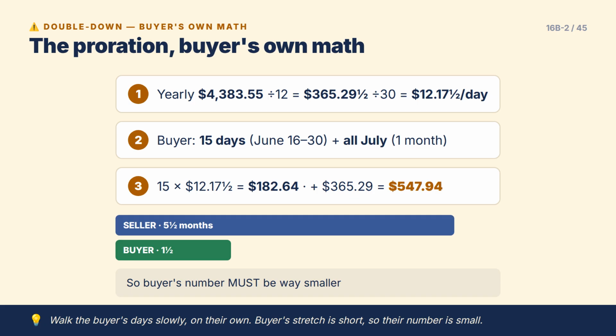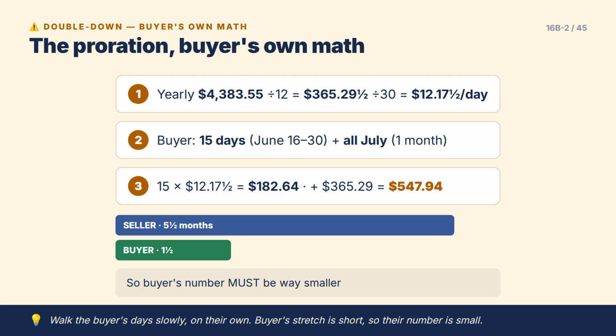Now walk the buyer's side slowly. Yearly taxes, $4,383.55. Divide by 12, $365.29 a month. Divide by 30, $12.175 a day. The buyer's stretch, June 16th through June 30th, 15 days, plus all of July, 1 month. 15 days times $12.175 is $182.64. Add 1 month, $365.29. Total, $547.94.